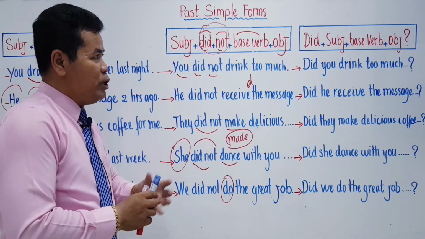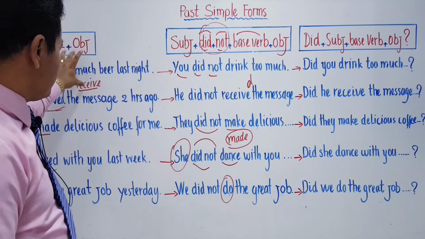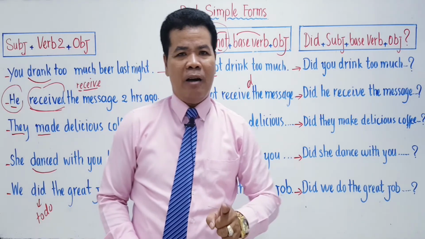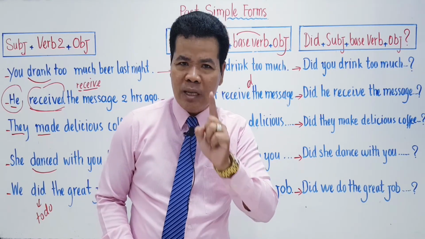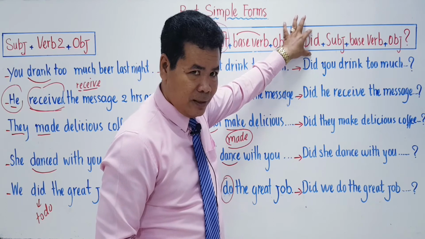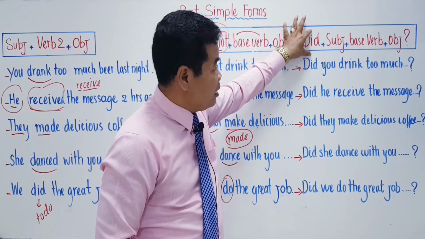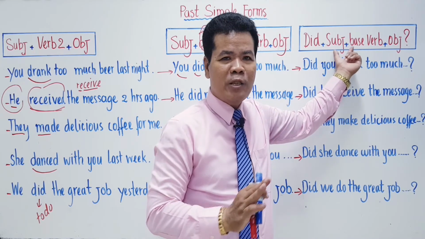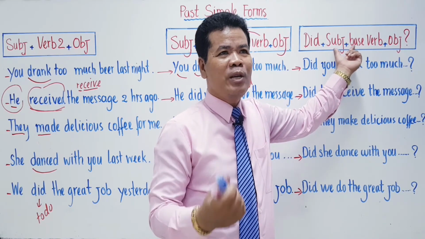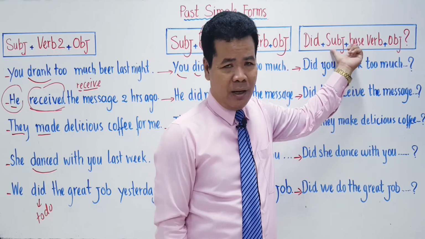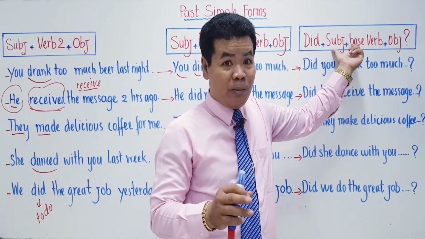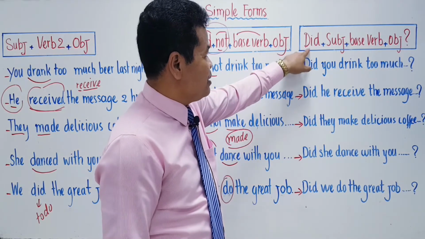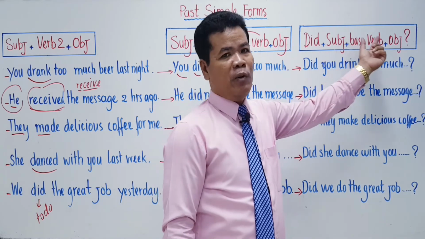Now, we change positive to question. We form the question sentence of the past simple by using did in the front, and then plus subject, all subjects. That's why I don't want to explain to you like I, we, you, they, he, she, it. I say all subjects, right? So the same one. So did, and then plus subject plus base verb.